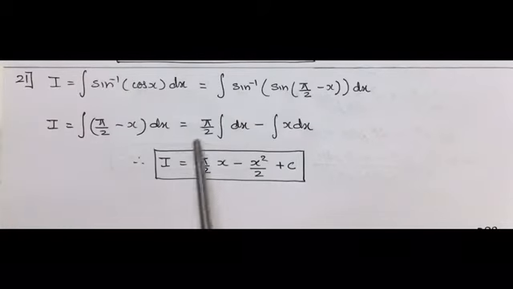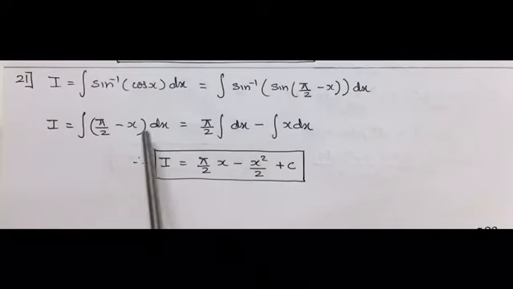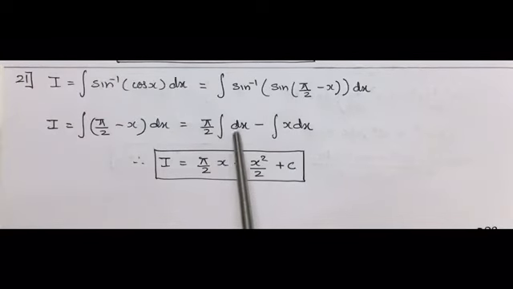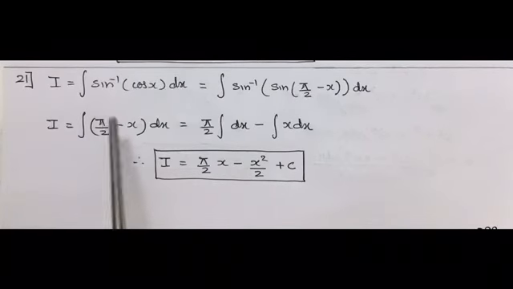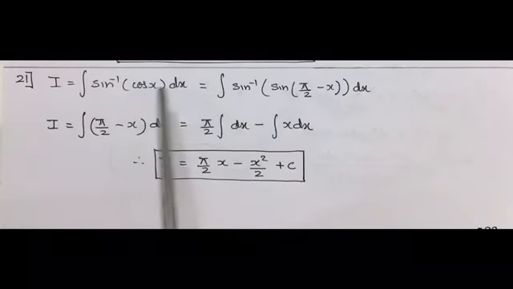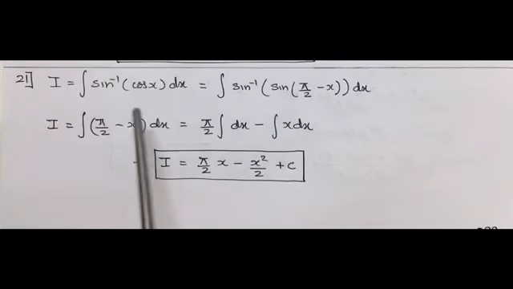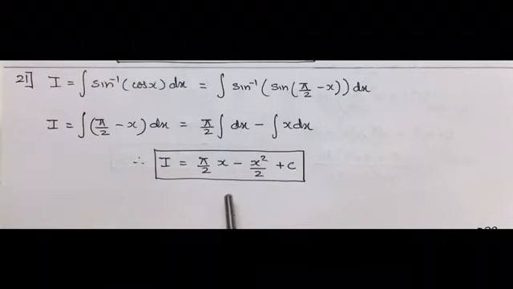Now as pi by 2 is a constant, it is taken out. Integration of dx, that is 1, minus integration of x dx. Integration of only dx is x, so we get pi by 2 x minus x square by 2 plus c. So this is how the 21st example is integrated. The first step is important, expressing cos in terms of sine. If the first step is taken up properly, then the integration becomes easy.